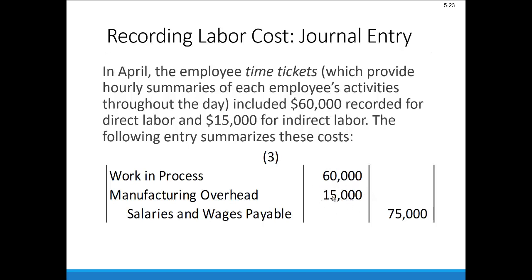Let's get our matching credit. We had a total of $75,000 in labor costs. It doesn't indicate we've paid them, so let's set up a payable here: salaries and wages payable for $75,000.